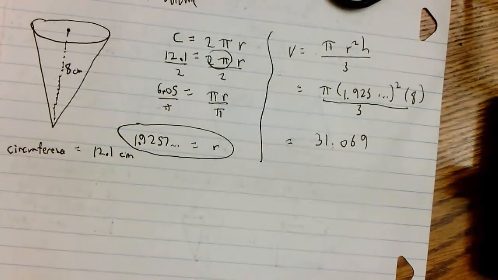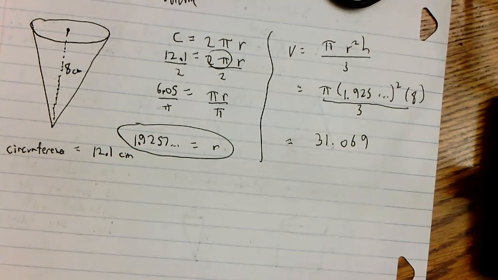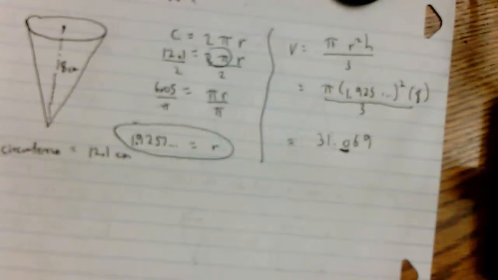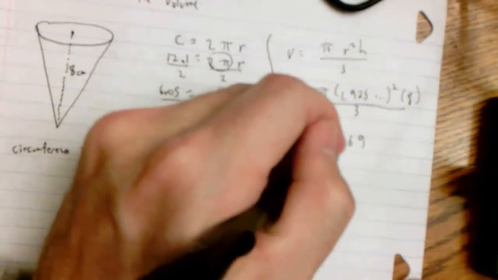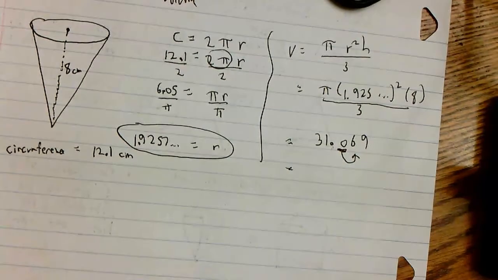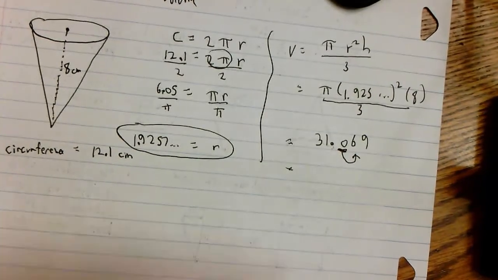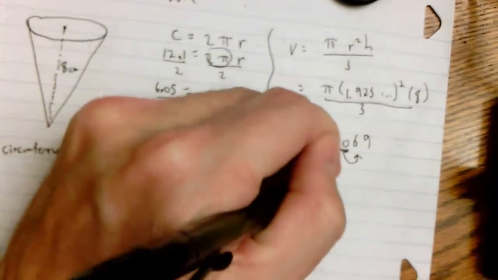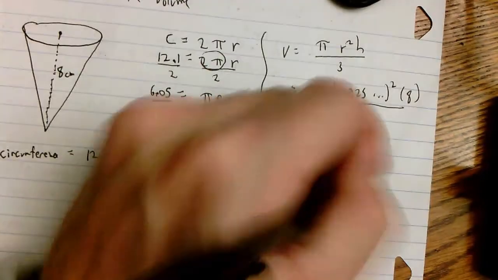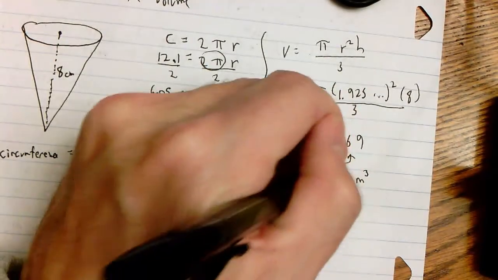And now Delta Math is going to tell you to round this to the nearest tenth. So that would be the 0 is the nearest tenth. But we always take that first decimal and we look at the next number. And it's the 6, which tells me I need to round the 0 up. So this would be 31.1. And since it's volume, it would be cubic centimeters.